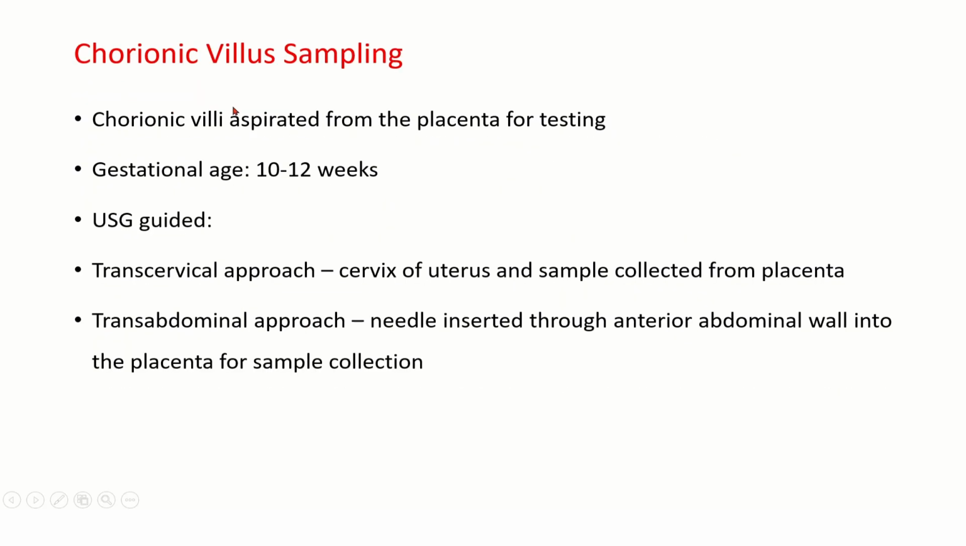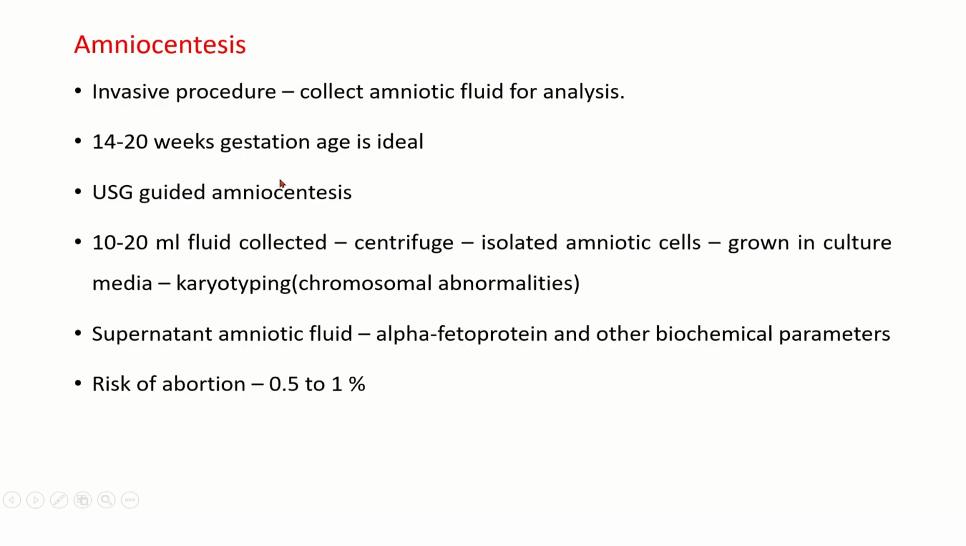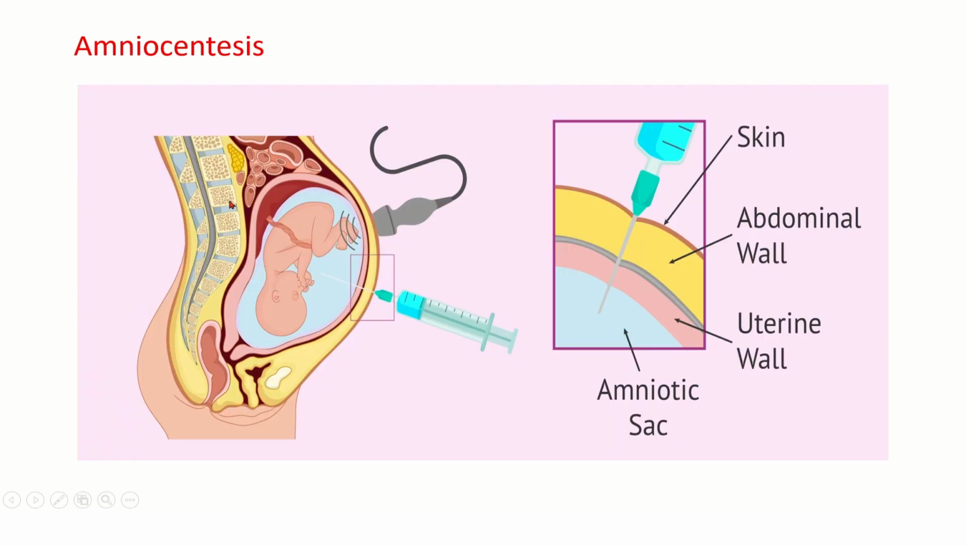Then you can go for chorionic villus sampling. It is also performed under ultrasound guidance, but here it is not amniotic fluid, it is the chorionic villi, which are aspirated from the placenta for testing. So it is slightly earlier than amniocentesis. If you see, it is 10 to 12 weeks, and if you observe here, amniocentesis is 14 to 20 weeks.